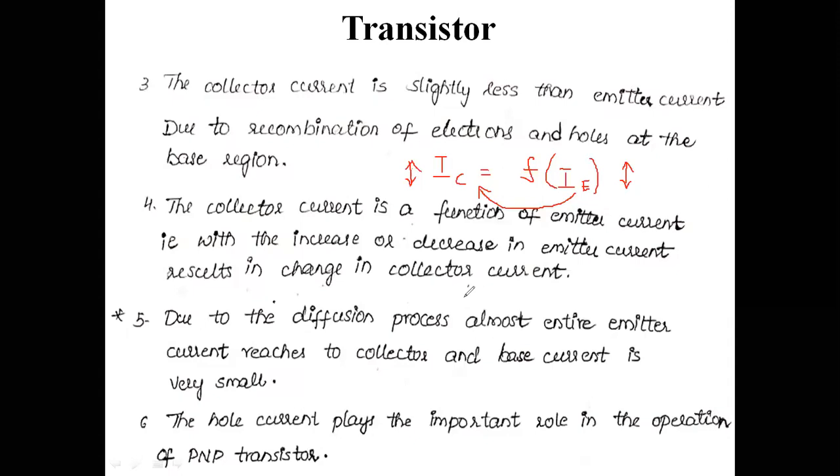After knowing that the collector current is a function of emitter current, what is that meaning? It means a change in the emitter current will lead to a change in the collector current. Due to the diffusion process, almost the entire emitter current reaches the collector, and the base current is very small.